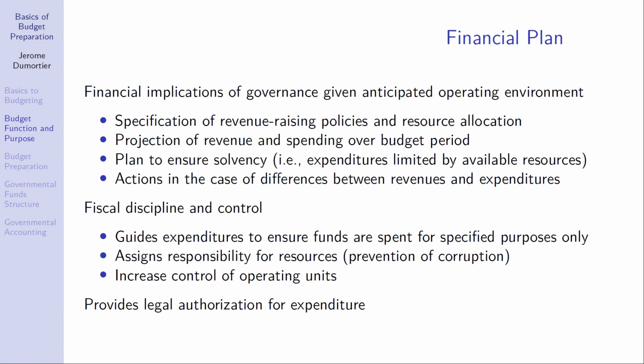As a financial plan, a budget also imposes financial discipline and control, in the sense that it makes sure that funds are only spent for specified purposes that are outlined in the budget. It also assigns the responsibility of who is actually able to do the expenditures. Budget also provides the legal authorization for spending money.